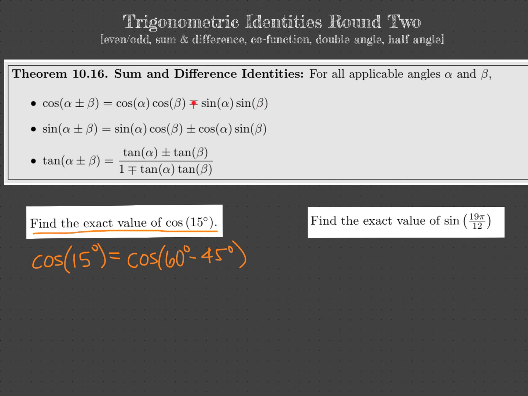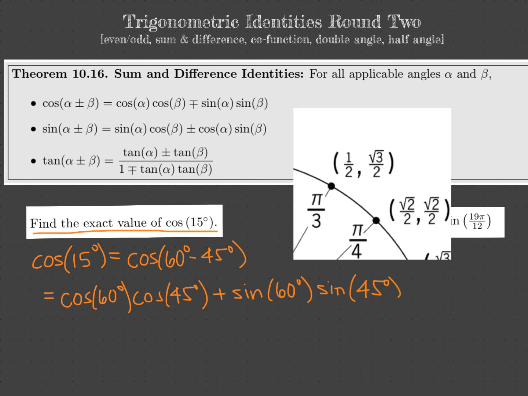So every time I'm just going to write this out. Because it's minus, I'm going to use the bottom sign here, which is plus. So we'll have the cosine of 60 times the cosine of 45 plus the sine of 60 times the sine of 45. Here I took a snippet of the unit circle that we care about. Remember, pi over 3 is 60 degrees and pi over 4 is 45 degrees. All right, the cosine of 60 degrees is 1/2 and the cosine of 45 degrees is root 2 over 2. So we'll replace this with 1/2 times square root 2 over 2. Then we have plus the sine of 60 degrees is root 3 over 2, and the sine of 45 degrees is root 2 over 2.